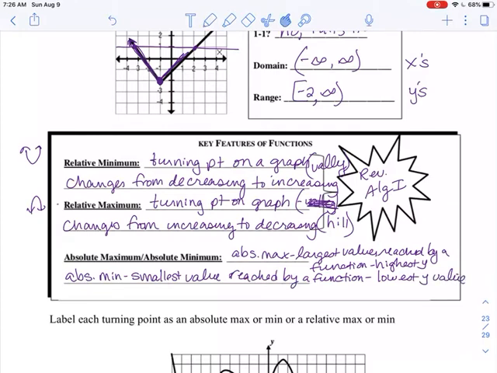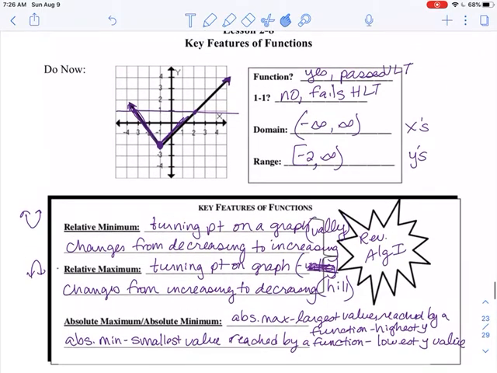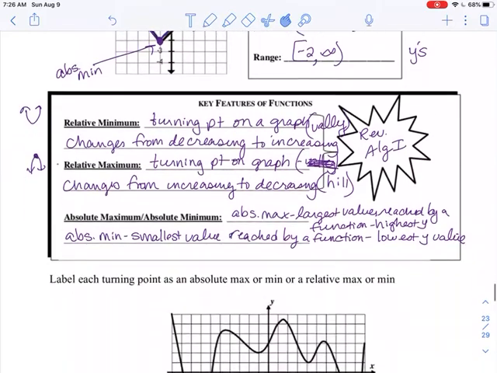So in the graph that I had up here, I have an absolute min. It also happens to be a relative min, but this point right here is an absolute min. There is no absolute max because it keeps on going. So this is an absolute min. This right here would be an absolute max if I'm looking at that other graph.